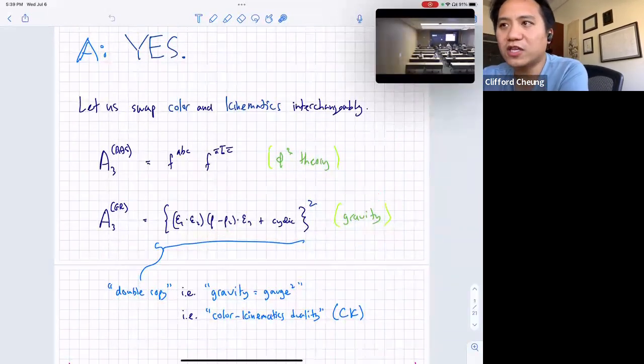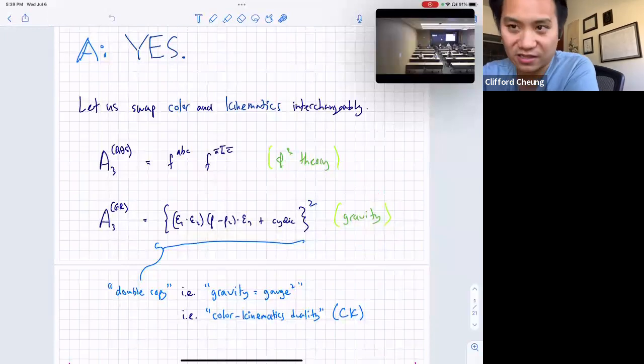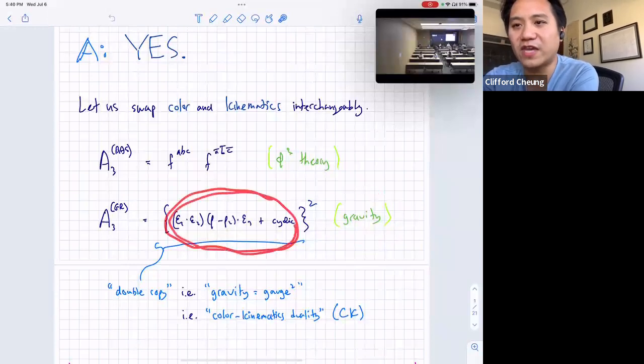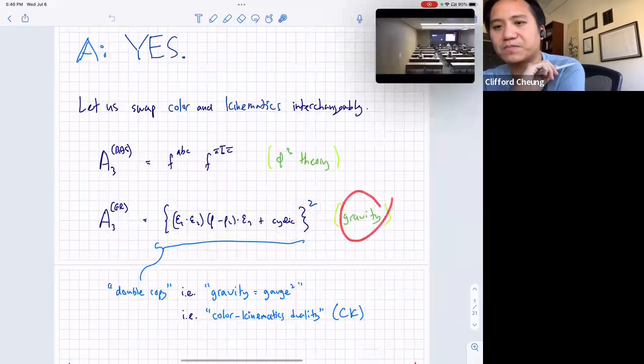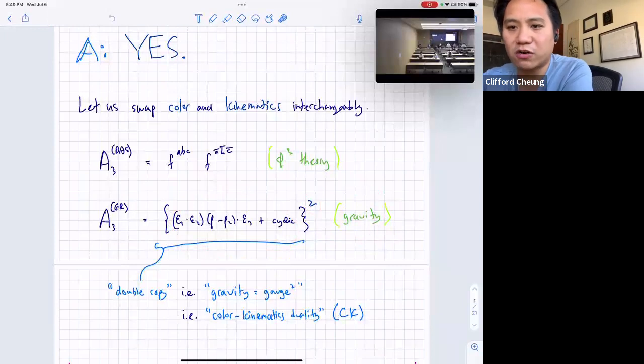Now hopefully you understand from 3-point that this should seem actually not so miraculous at low point. At 3 particles, we saw that there was a very small number of gauge invariants we could write. It's not surprising that if we square it, we get the gauge invariant for a consistent theory, which turns out to be gravity. But as we're going to see, it's a much more general thing.